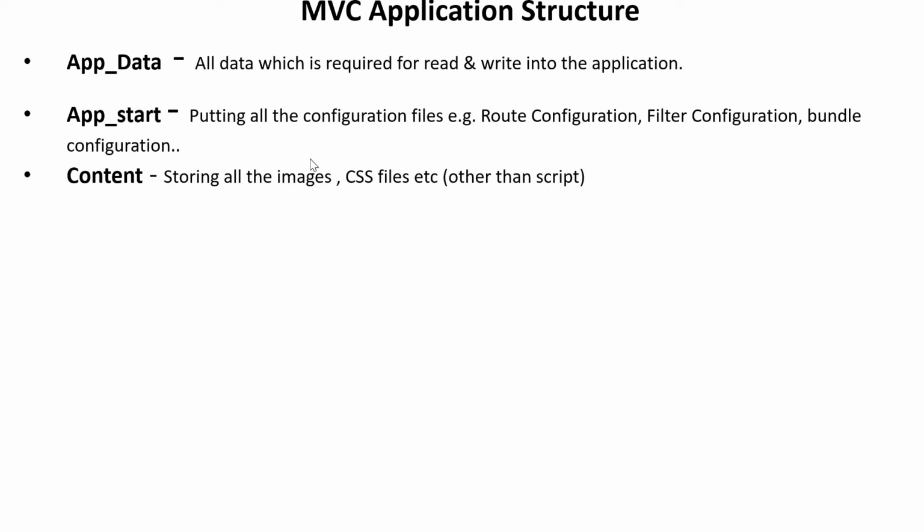Now let's move on to the Content folder. In this folder, we store all the images and CSS files other than the scripts. For storing all the scripting files, we have a separate Scripts folder in this MVC application structure, right? So in this Content folder, we store especially the images and all the CSS files related to this application, right?